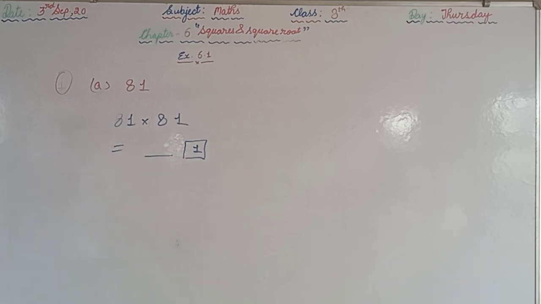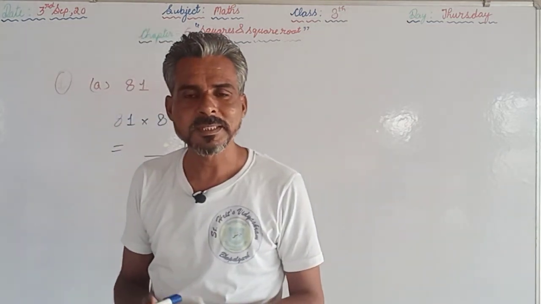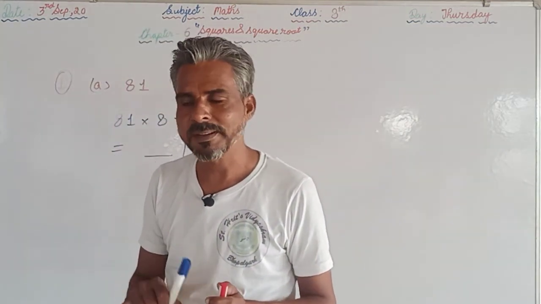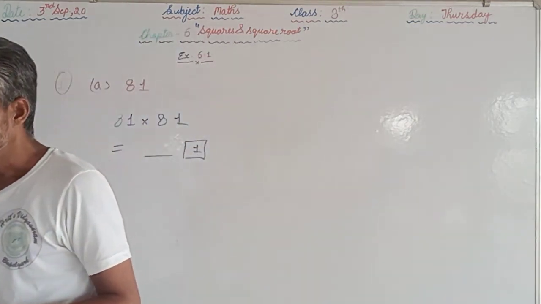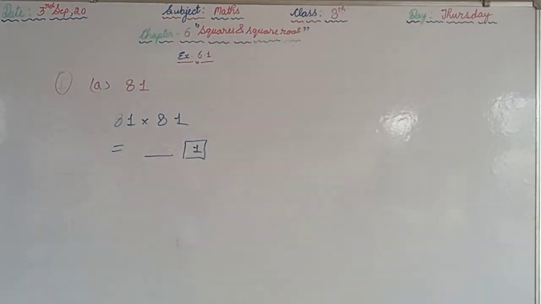In the seventh part the number is ending with an odd number of zeros, that is 3 zeros, that's why it is not a perfect square. And in the last part again the number is ending with an odd number of zeros, meaning there is 1 zero, that's why it is not a perfect square. So like this you are supposed to proceed with the questions.